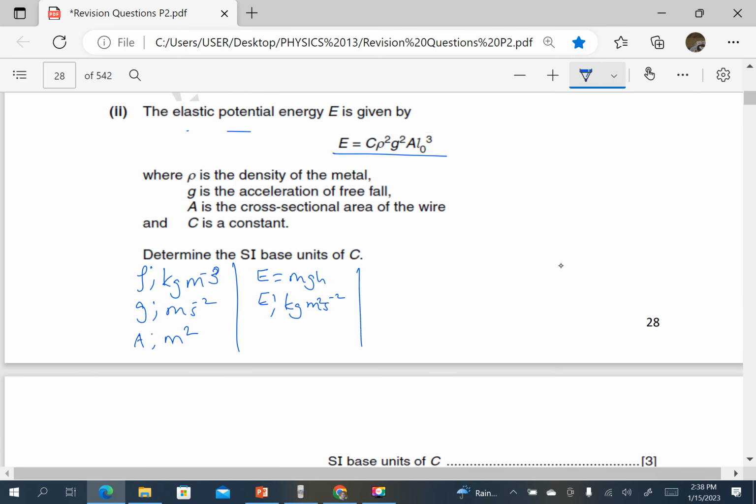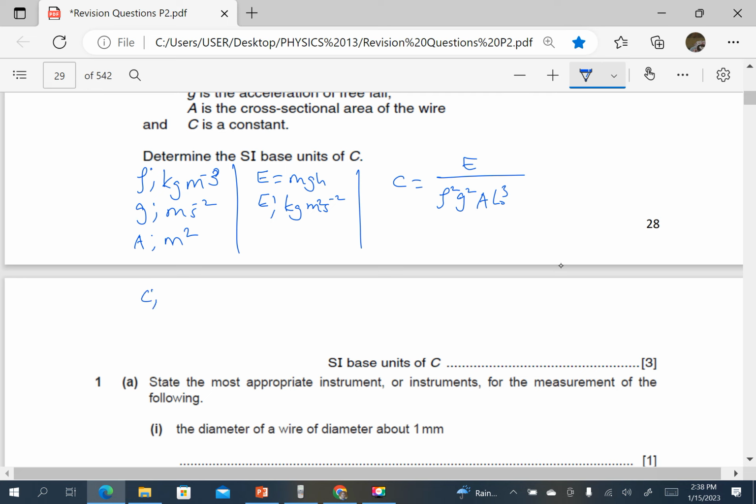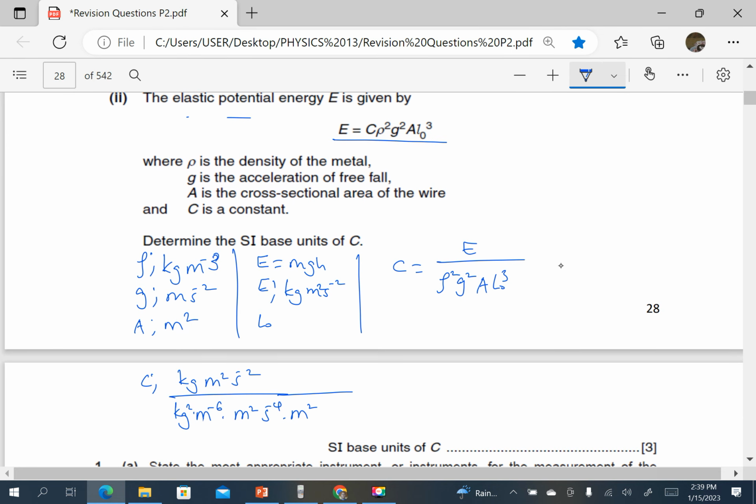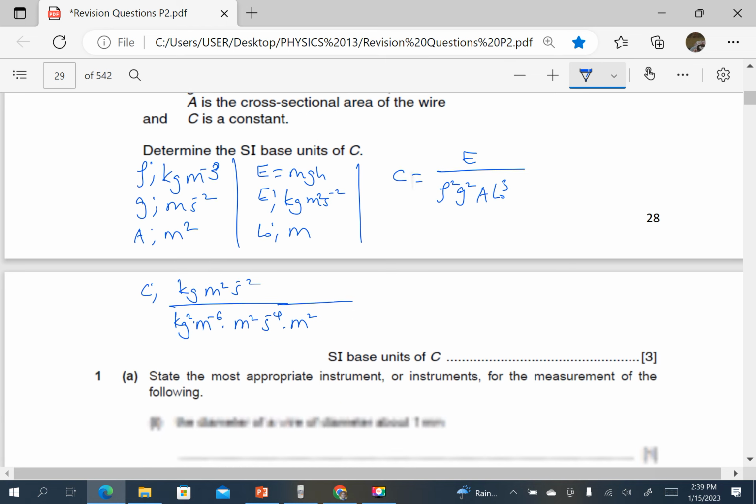So I make C the subject, and C is going to be energy divided by rho squared g squared A L naught cubed. So the base units are going to be kilogram meters squared s power -2 divided by density squared. I'm squaring density, so it will be kilogram squared times meters power -3 squared, it becomes meters power -6. Then times g. G is also squared, so it will be meters squared. S power -2 squared becomes s power -4, where we multiply the powers. Then times cross-sectional area, that is meters squared, times L cubed. Remember, what was L? L naught was length, which is meters, but it is L naught cubed, so it will be meters cubed.